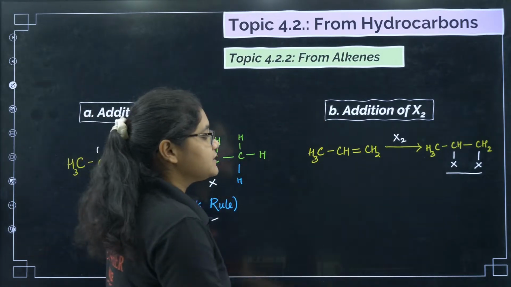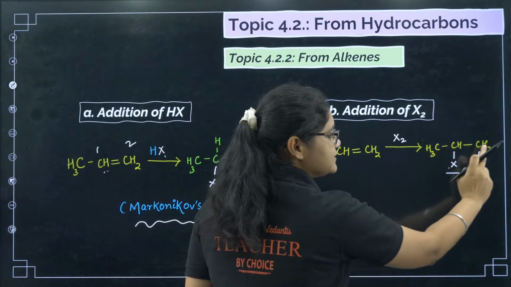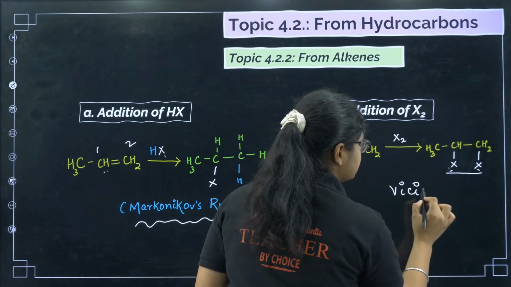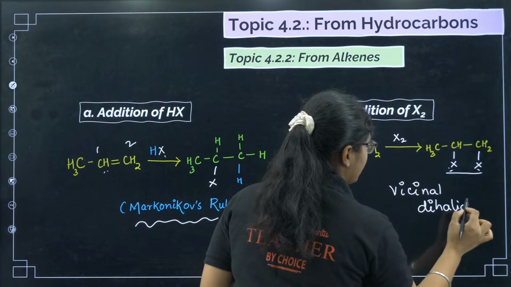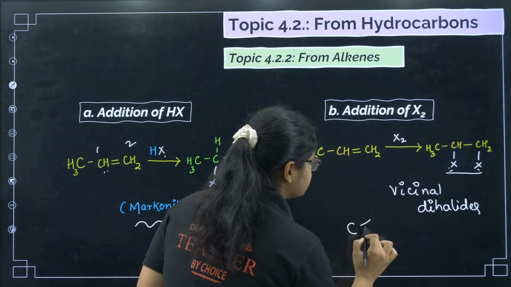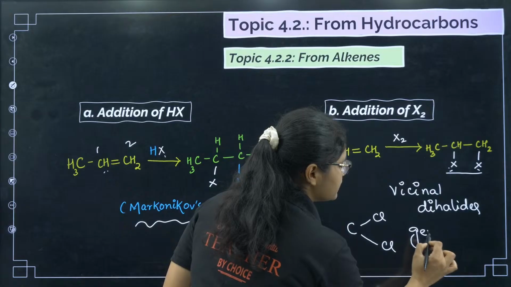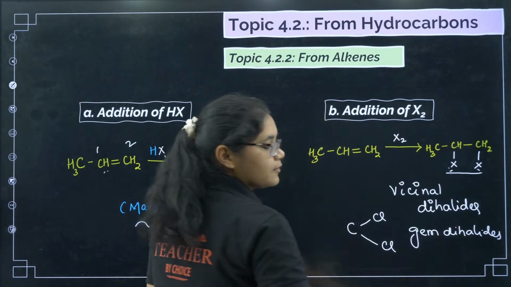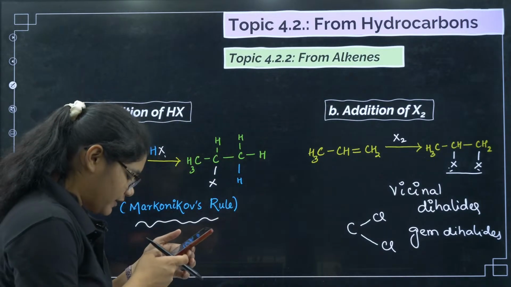group. Now what is the speciality of these types of haloalkanes where the adjacent carbons are having X? These are called vicinal dihalides. And what do you mean by geminal dihalides? When the same carbon is having two halogen groups, we call it geminal dihalides. Okay, vicinal dihalides and geminal dihalides. Very good student.